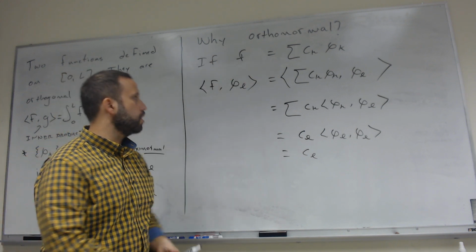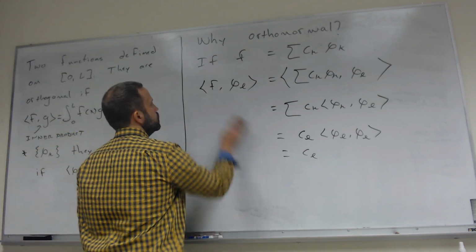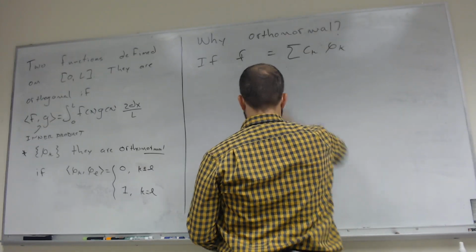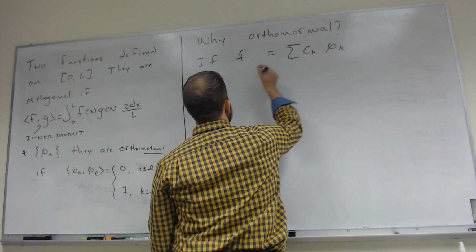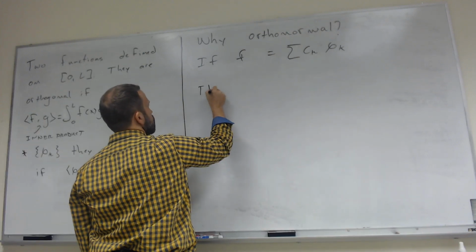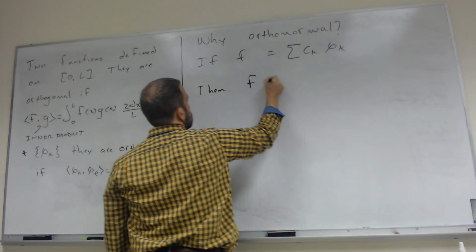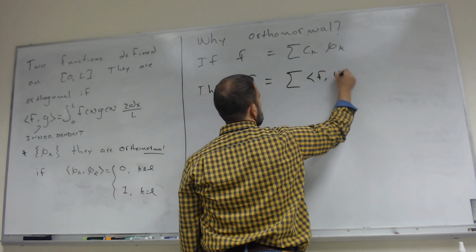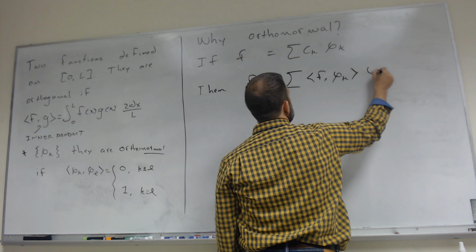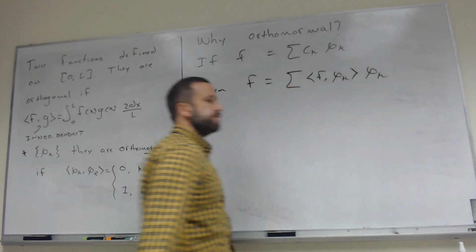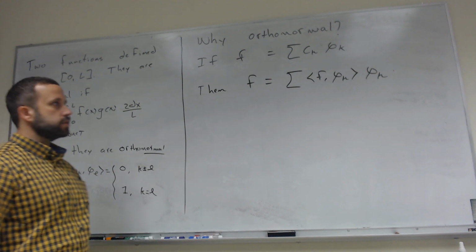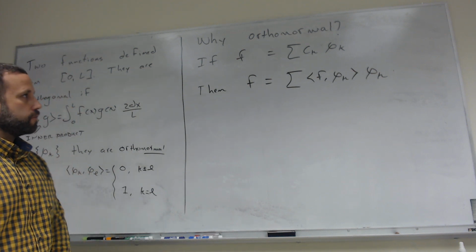Okay, so I'm about to erase all of this. So then what this tells us is that if we can write F in this way, then the C_k's have a very nice formula. It's this inner product like this. Okay, this is a very convenient formula to work with. It's how we were able to solve boundary value problems, to find the coefficients in the boundary value problems.